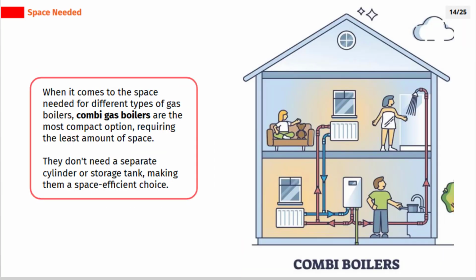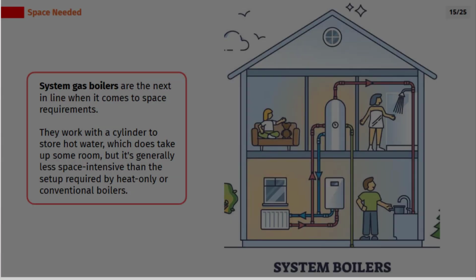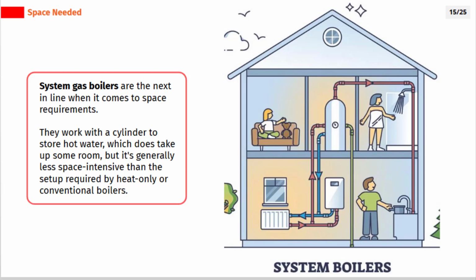When it comes to the space needed for different types of gas boilers, combi gas boilers are the most compact option, requiring the least amount of space. They don't need a separate cylinder or storage tank, making them a space-efficient choice. System gas boilers are the next in line. They work with a cylinder to store hot water, which does take up some room, but it's generally less space-intensive than the setup required by heat-only or conventional boilers.